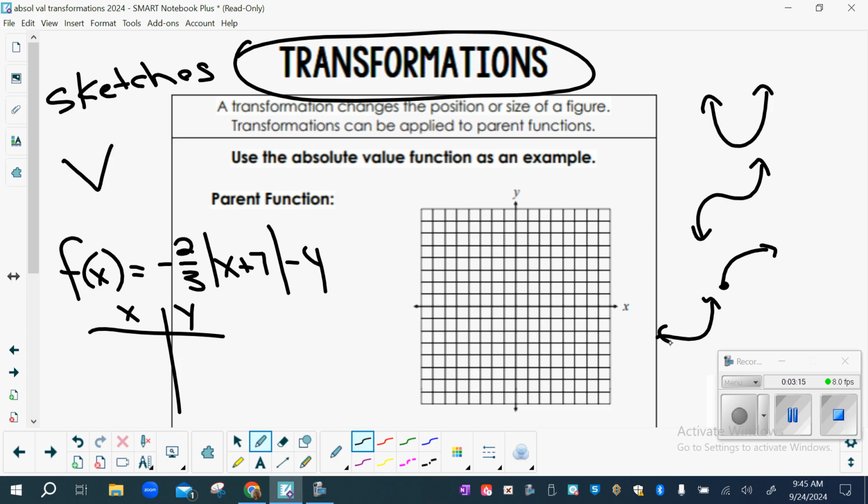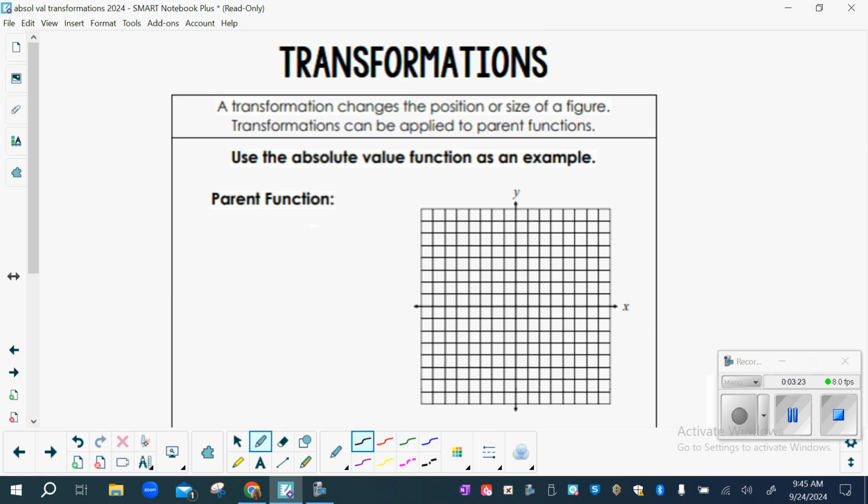So the first thing that we need to know is, what does home base look like? On your paper where it says parent graph, let's start with home base for today. Home base for today is f of x equals the absolute value of x. That's our home base graph. And then we're just going to move it around. So we have to remember what it looks like, and I'm going to remind you. So it looks like this.